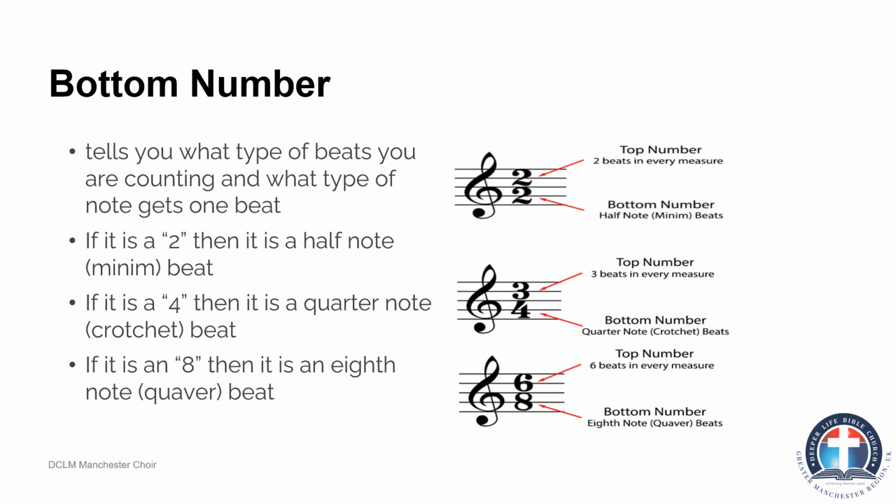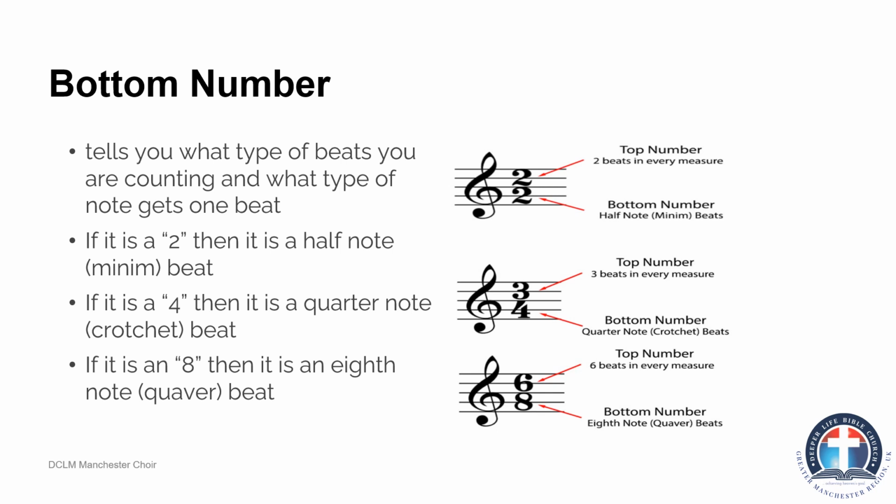We said the top number is the quantity, but the bottom number is the quality. 2 signifies a half note. Remember, half is 1 over 2. That's why you have 2 here, 1 over 2, okay? Half note, otherwise called minim beat. So the bottom number here signifies a half note, 1 over 2, or minim beat. So there are 2 minim beats in a bar.